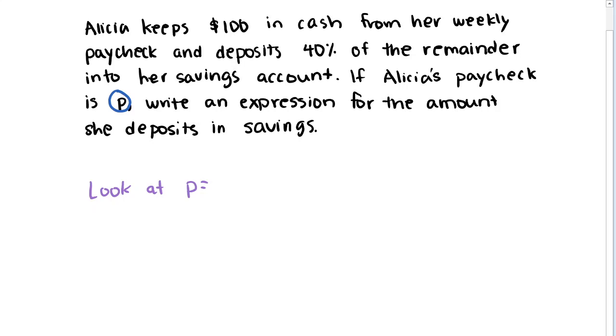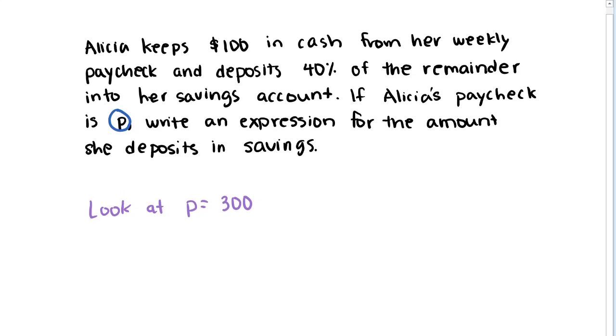Where she's taking away $100, she's taking 40%, maybe 300 is a sizable enough example that might work out nicely. So here, let's just trace what happens if P is equal to 300. Maybe this will help us build an expression. We get a sense of what an expression should look like.